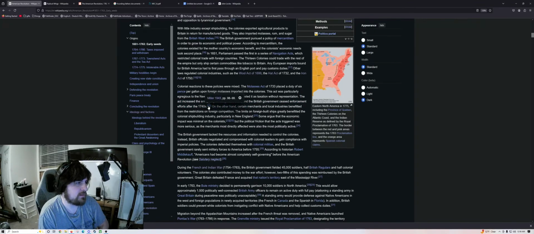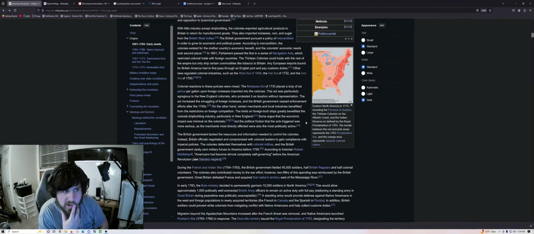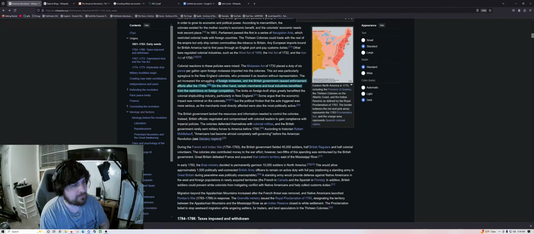On the other hand, certain merchants and local industries benefited from the restrictions on foreign competition. This is a thing that is going to be very, very commonplace all the way up until the Civil War in America. And today, in other places, when you put a tax on imports, a tariff, you are definitionally playing favoritism.